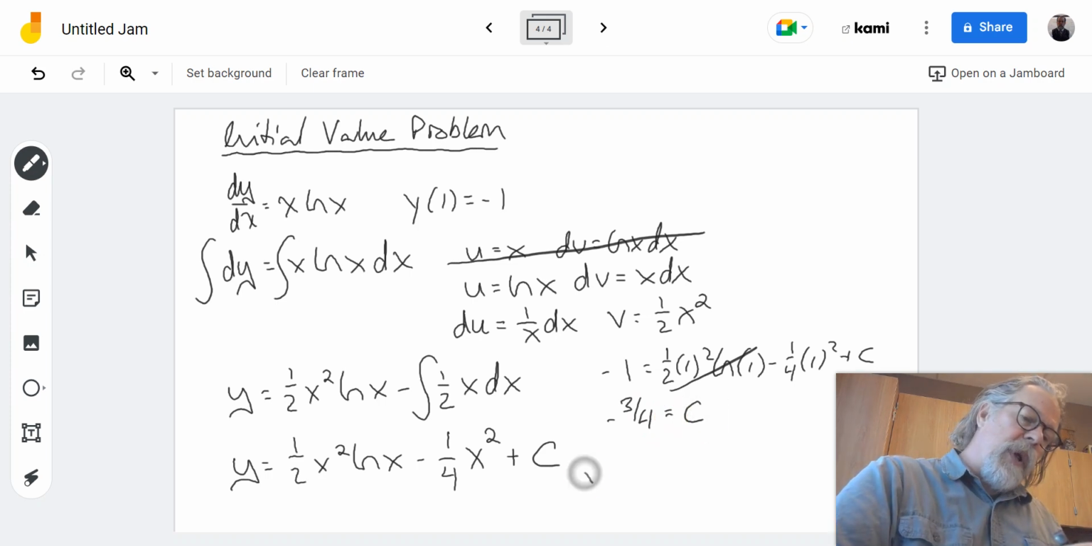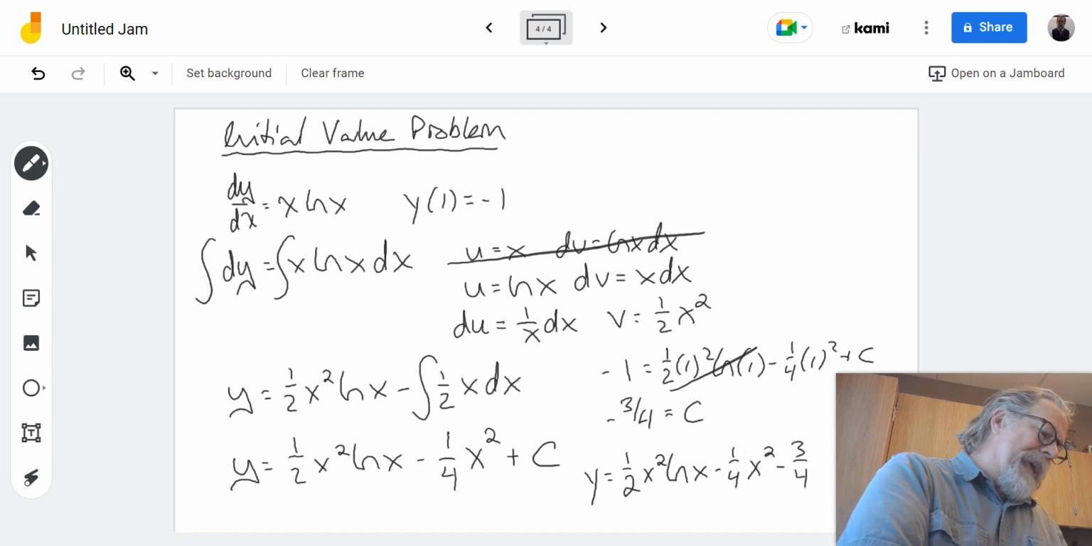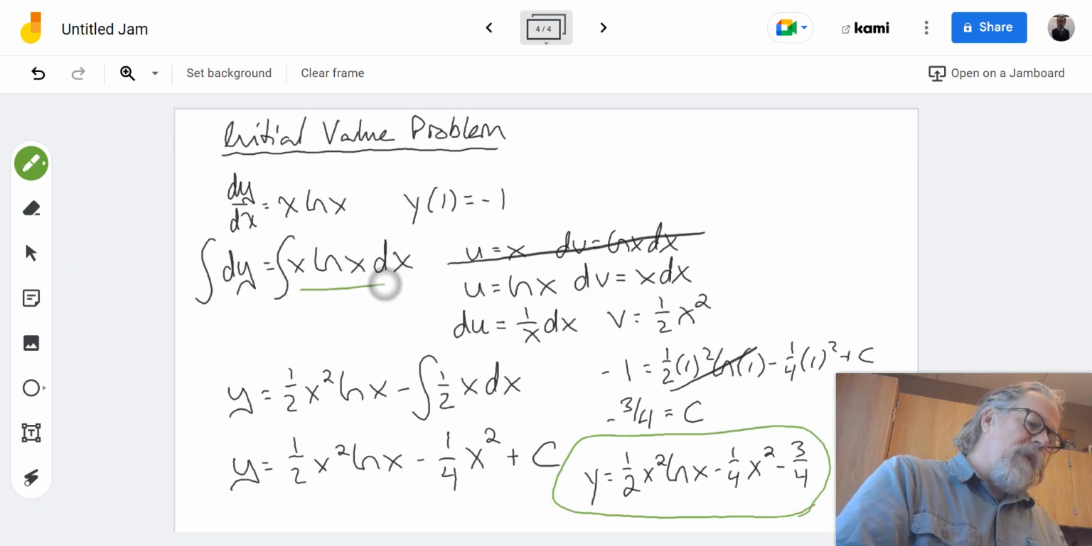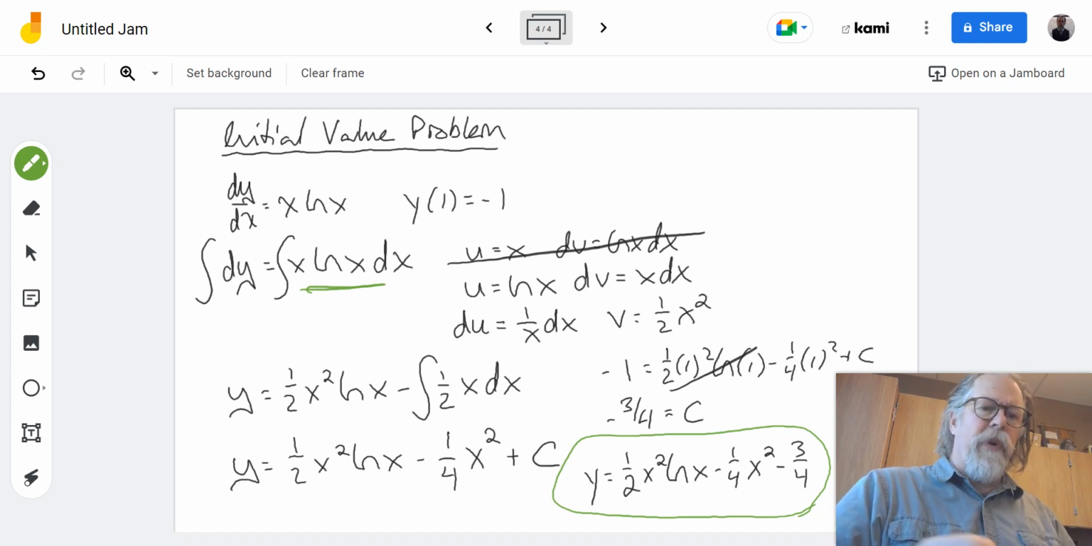So now I can just write the equation y equals 1/2 x squared natural log of x minus 1/4 x squared minus 3/4. And you can see, again, the point of this parts is that I was able to find the antiderivative of a somewhat complicated function, definitely a complicated function, but I was able to work it through using parts.